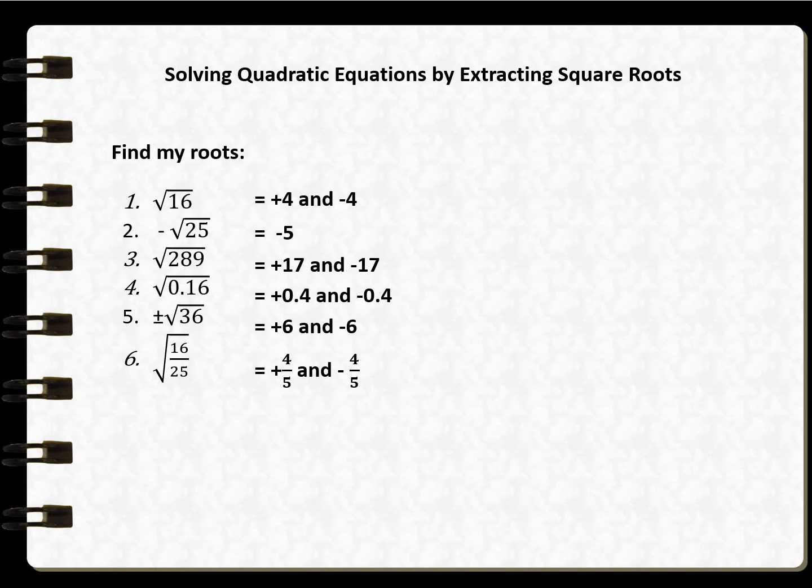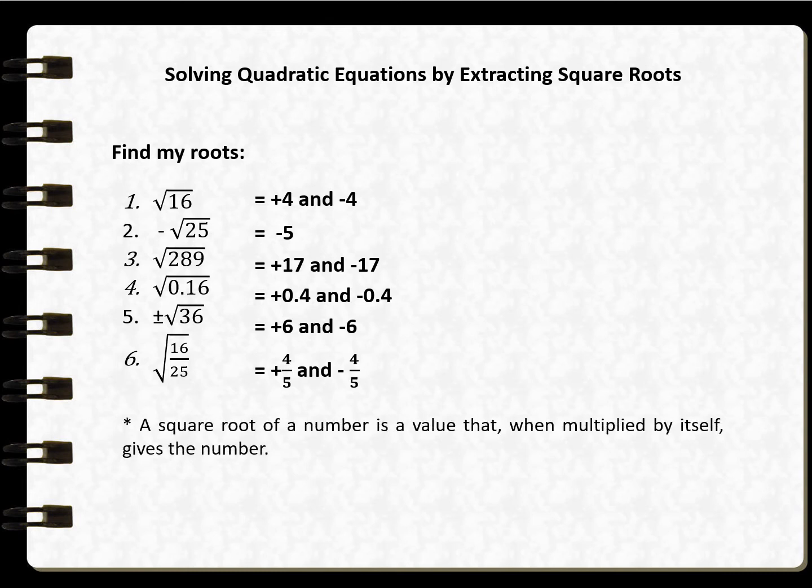So, how do you find the square roots of the square root of 16, negative square root of 25, square root of 289, square root of 0.16, positive negative square root of 36, and the square root of 16 over 25? So, this is simple. Para makuha natin ang square root of a number, you just have to find a number that when you multiply it by itself, it gives you the number. So, just like in number 1, positive 4 times positive 4 gives us 16. At the same din, kapag tinimes natin ang negative 4 times negative 4, that is positive 16.